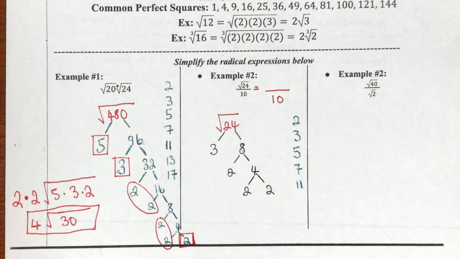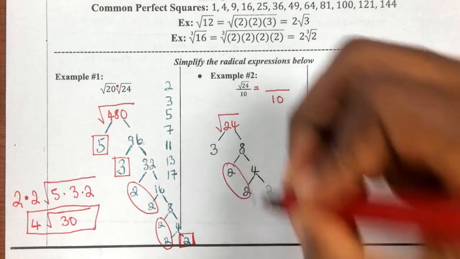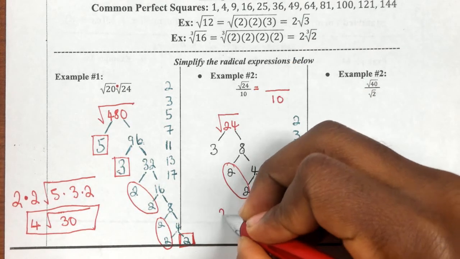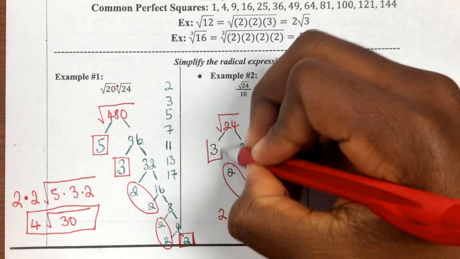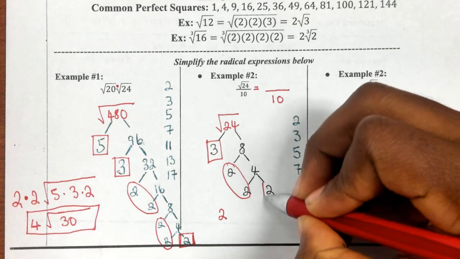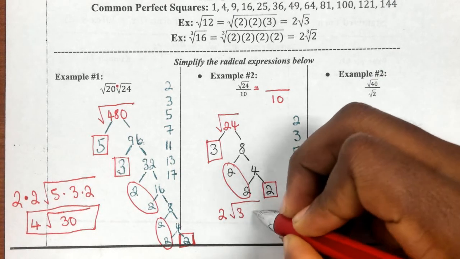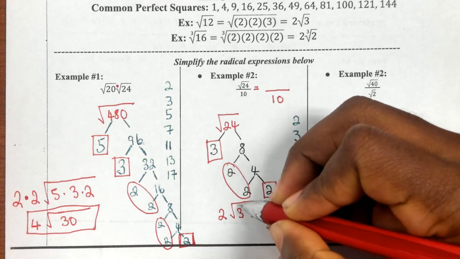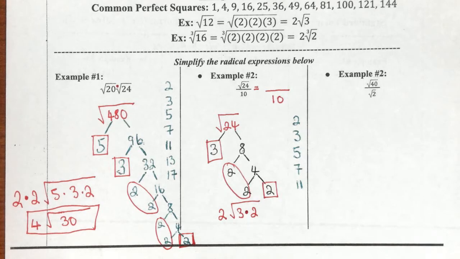Now I'm going to circle pairs. Alright? So I have one pair of 2s. So that means I have 1 2 on the outside. Alright? I have no pairs of 3s. And I have no pair that goes with this 2. So that means I have a 3 and a 2 that's underneath my square root. So it's underneath my radical. And they're being multiplied by each other.